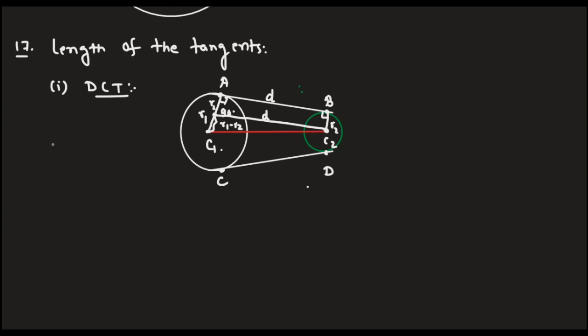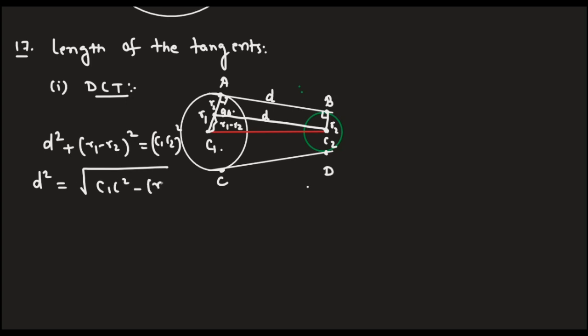Now here we apply the Pythagoras theorem, and we write D square and this one, R1 minus R2 whole square, which is nothing but the distance between their centers whole square. So from here we can write D square is nothing but C1C2 whole square minus R1 minus R2 whole square. This is the formula by which we can easily find the length of the direct common tangents.